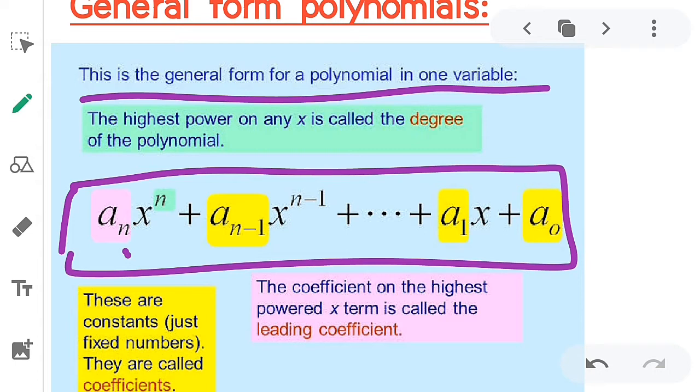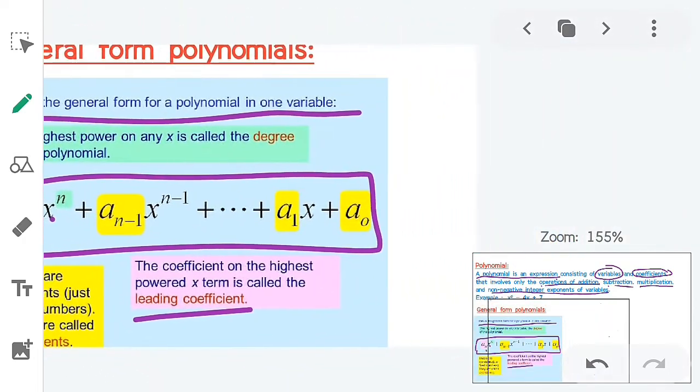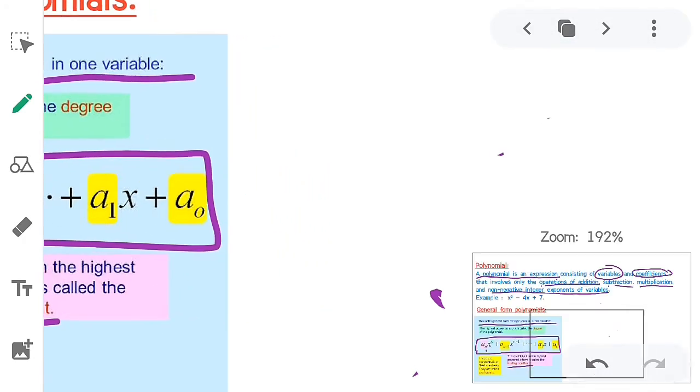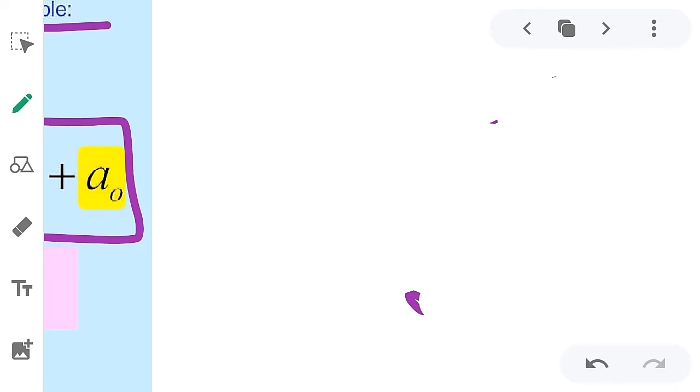Okay. The highest degree is what here? n is the highest degree. The coefficient before the highest degree of a variable is considered to be the leading coefficient. That is called the leading coefficient. Okay. Now let us see one more detail about it.